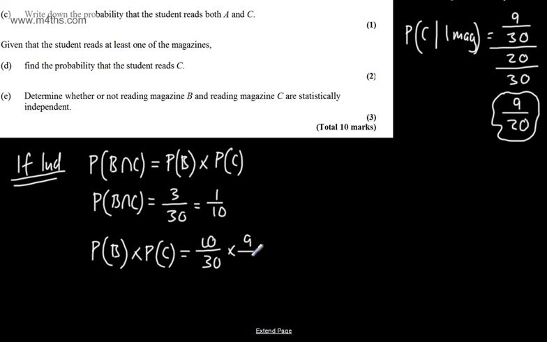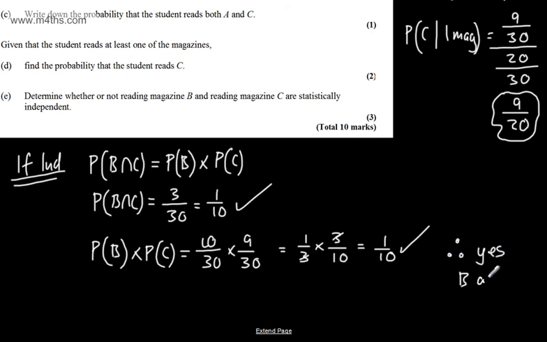So let's just write this here. So 9 out of 30. Simplifying, we can write this as 1 over 3 multiplied now by 3 over 10. The 3's are going to cancel, which is going to give us 1 over 10. Therefore, this is equal to this one, and we can say, therefore, yes, these are independent. So B and C are independent. So we'll get now one final mark for writing a conclusion. So don't just show the mouse, just finish off with your conclusion right there.